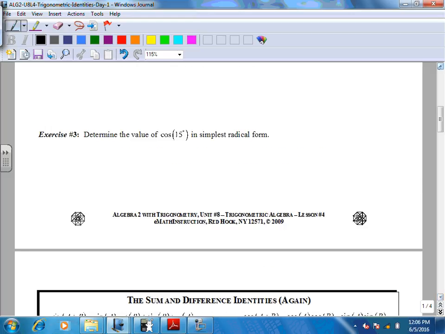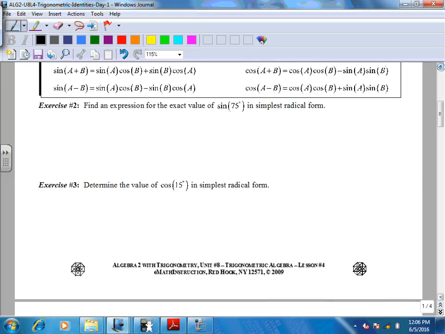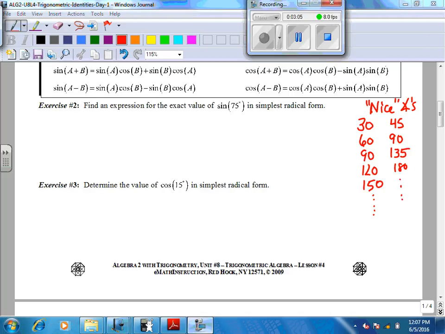reference angle. So we have to figure out a way that we can figure out sine 75 using our quote-unquote nice angles. And I'll kind of write these over here, our quote-unquote nice angles. Like I said before, anything that's a multiple of 30, that'll be a nice angle because it'll have a nice reference angle. But also, anything that's a multiple of 45 will be a quote-unquote nice angle. Okay. So we have to use those to figure out how to get 75.